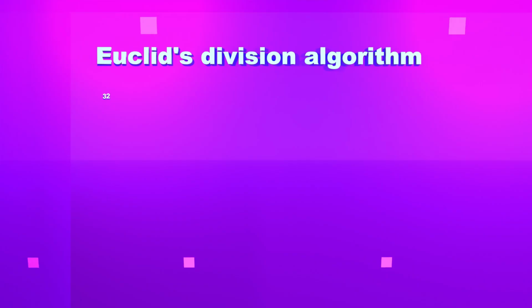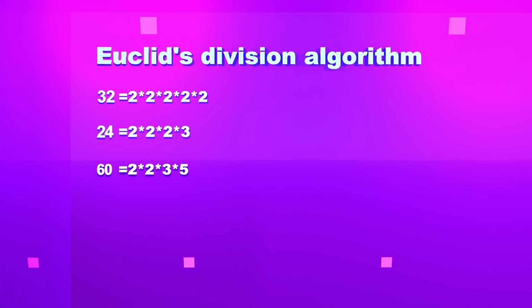Here we have 32, 24 and 60. This is the prime factorization of 32. And the prime factorization of 24 is this. And also prime factorization of 60 is this. Here 2 is common in all these three numbers. There is another 2 common in all these three numbers. So what is its HCF? It is 2 into 2, which is 4.